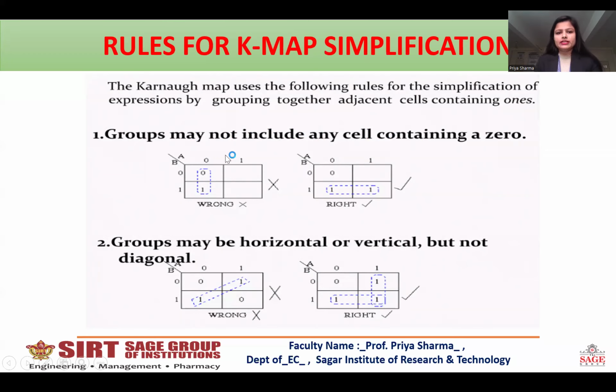Number first rule is the group may not include any of the cells which contain zeros. From the truth table, we can write the ones and the zeros in the K map, and we can group only the ones. Second rule is that group may be horizontal or vertical, but not diagonal. As you can see, these ones are in diagonal position, so you cannot group these. You can only group either horizontally or vertically.